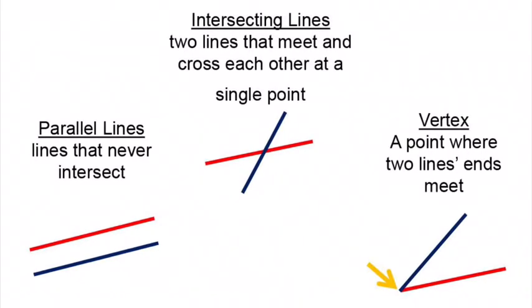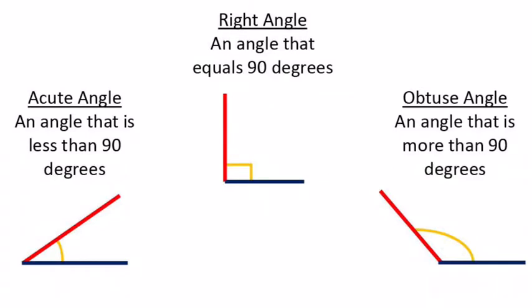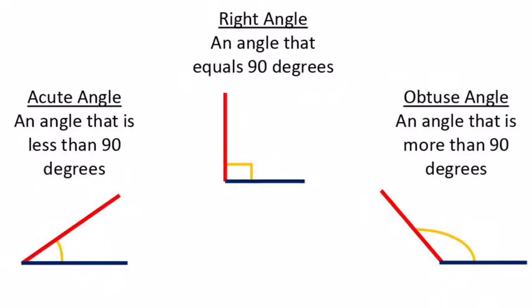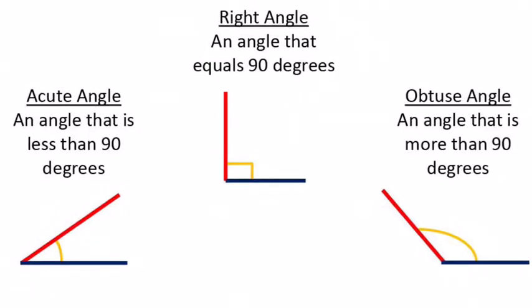A vertex is a point where two lines' ends meet. Every angle has a vertex. A right angle looks like an L. An acute angle is smaller than an L, and an obtuse angle is larger than an L. An L meets at a 90-degree angle. When you look at these works of art coming up by Jimmy Ernst, and when you look at some of the images we're going to check out in nature, try to see if you see any lines or angles that we talked about.